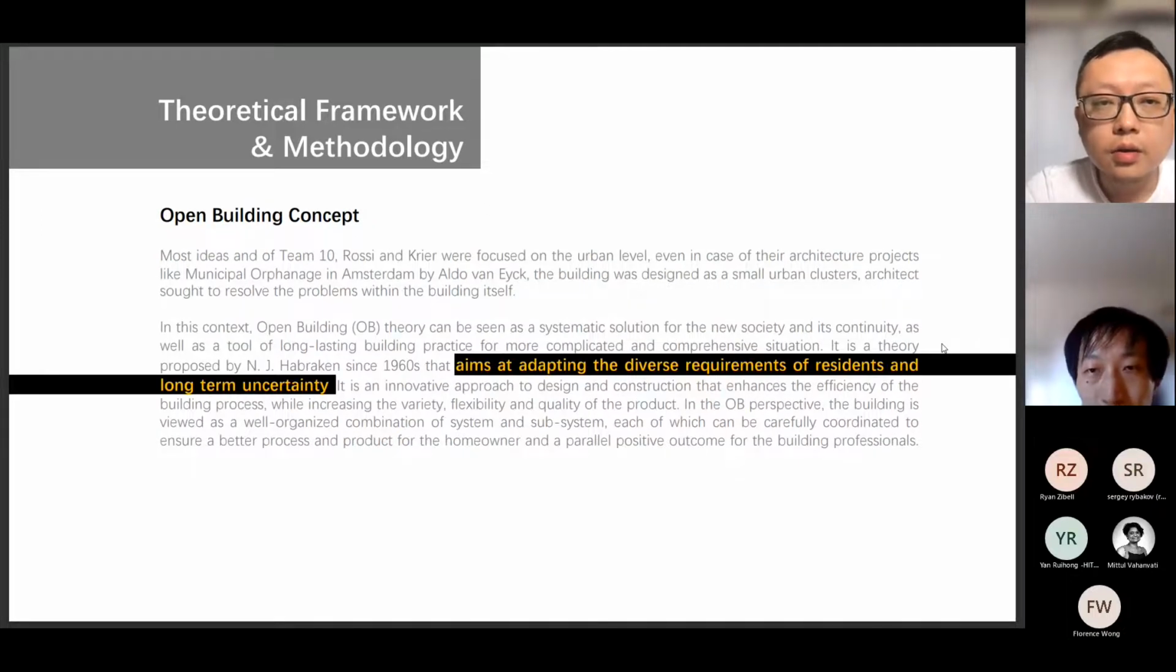So the open building concept proposed by John Habraken from the 1960s is aimed at adapting to the diverse requirements of residents and long-term uncertainty. So they believe that the building is viewed as a well-organized combination of systems and subsystems. Next slide, please.